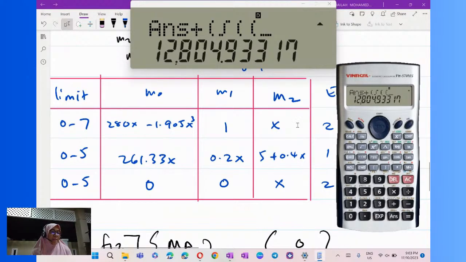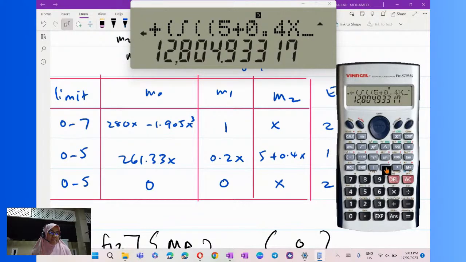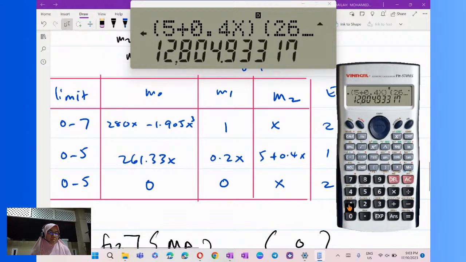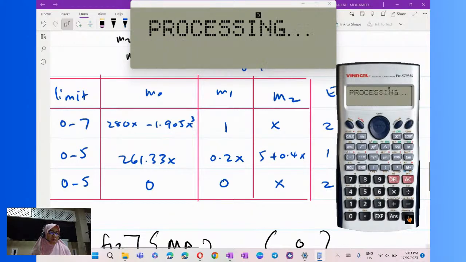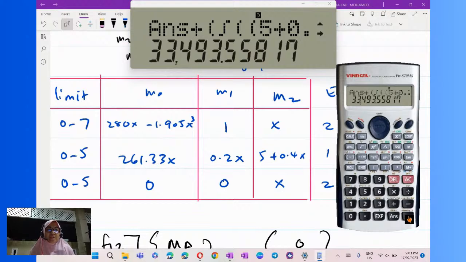This one we have to add with M2, which is 5 plus 0.4x, times 261.33x, close bracket. The limit is 0 to 5. The result is 33493.558.